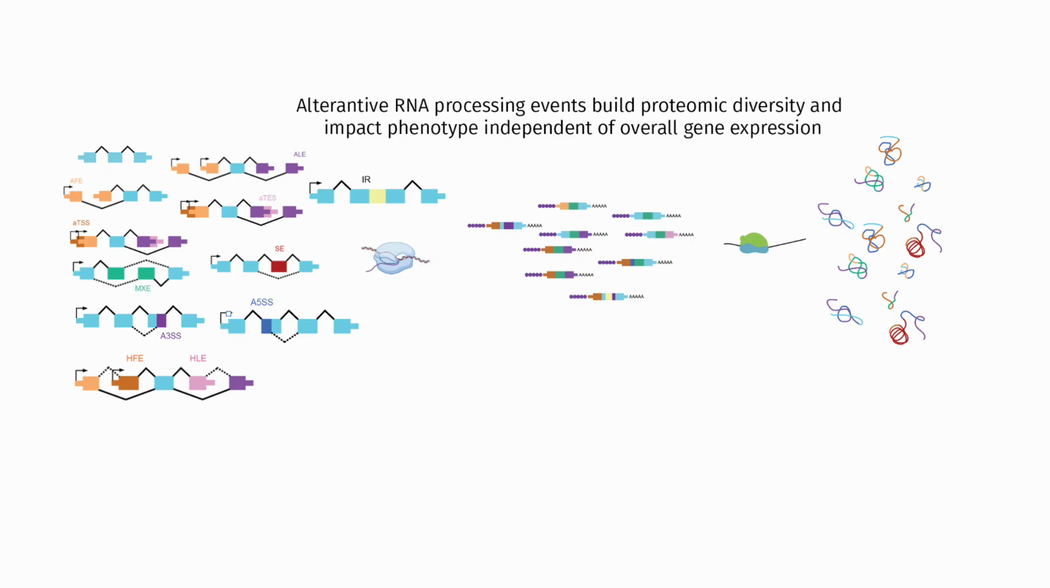So eukaryotic RNA processing is primarily composed of three main steps: capping, splicing, and the adding of a poly A tail. And so we're really focused on the splicing and start and stop aspect of this. And we focus on these sets of alternative RNA processing events covering terminal exon processing and internal exon processing. And all of these events build an immense proteomic diversity and impact phenotype, often independent of overall gene expression.